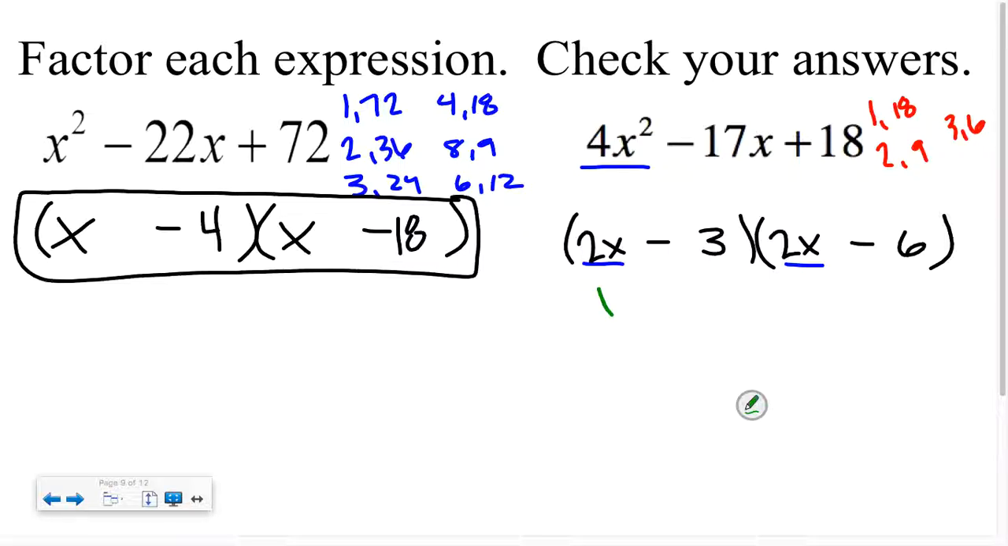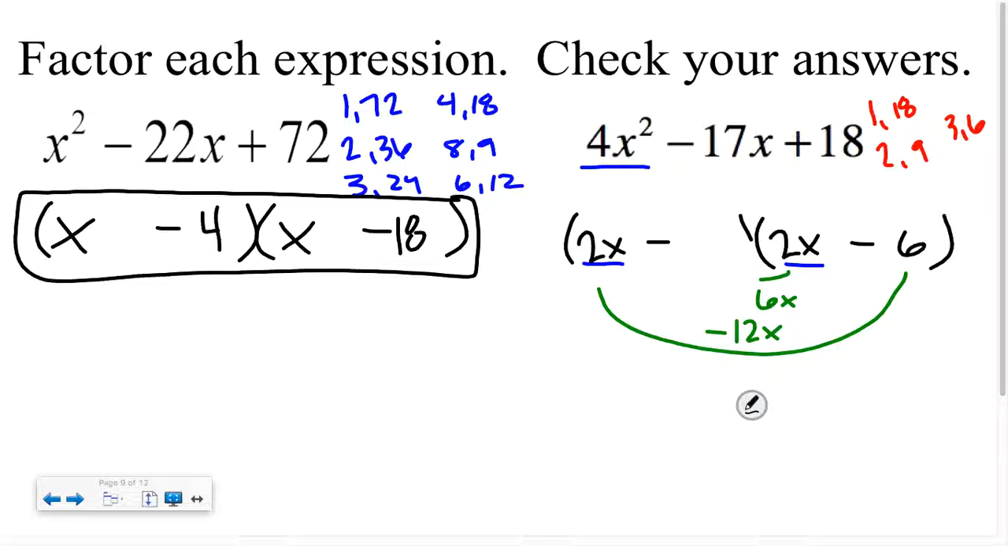Outsides, 2 times negative 6, negative 12x. Negative 3 times 2 on the insides. Negative 6 and negative 12. Does that make negative 17? Ooh, we're so close though. Okay. Would it matter if I switch my 6 and 3 around here? No, because I'm multiplying by 2.